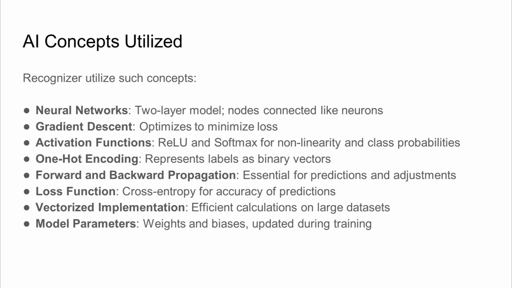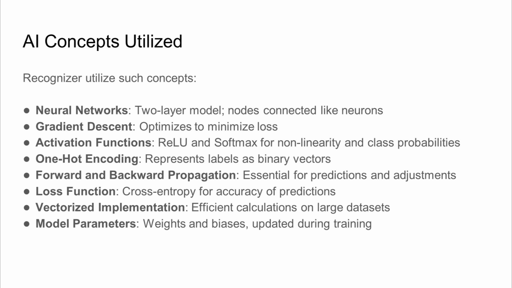Furthermore, to manage categorical data effectively, we utilized one-hot encoding to represent digit labels. This encoding transforms categorical labels into binary vectors, which are easier for the model to process during training. The processes of forward and backward propagation are central to our model's training. Forward propagation computes the output given the current parameters, while backward propagation adjusts these parameters by calculating the gradients of the loss function and running these calculations back through the model to update the weights and biases.